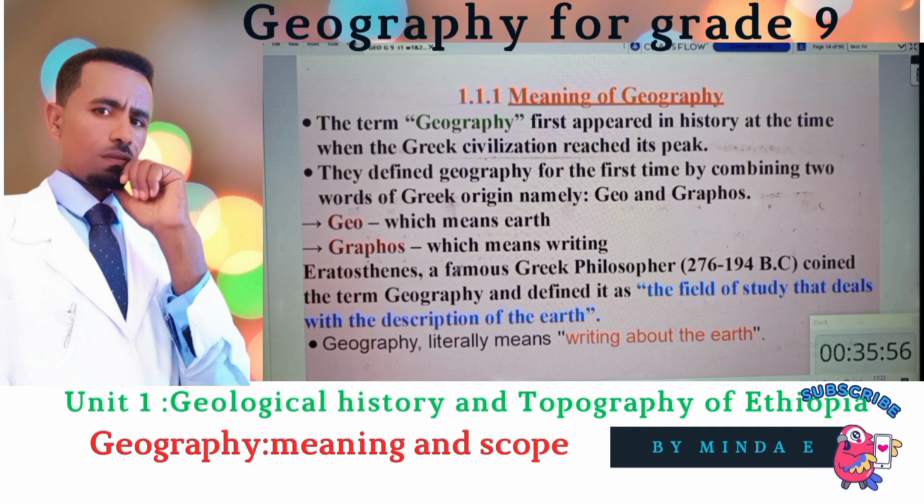Eratosthenes, a famous Greek philosopher, coined the term geography and defined it as the field of study that deals with description of the earth. So, geography is description of the earth. Geography is literally writing about the earth.